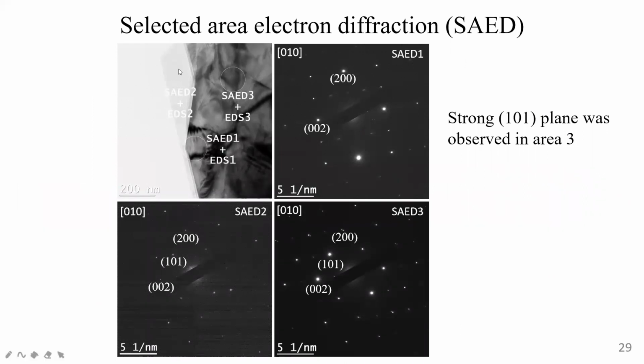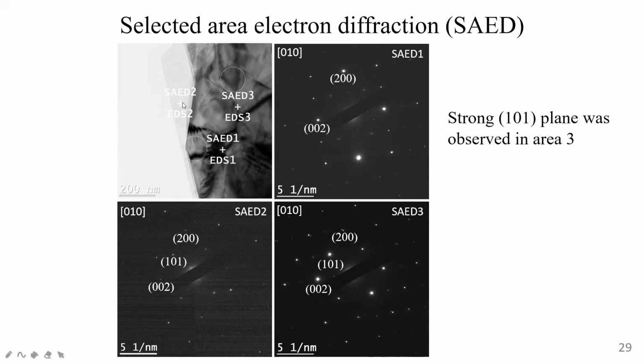And here is the selected area electron diffraction of a typical flake. And here we have investigated 3 spots, 1, 2, 3. From spot 1, there are 2 clear strong spots observed. That is, there are the 200 and 002 planes. With these 2 peaks, we could decide that this flake is in the 010 zone axis.